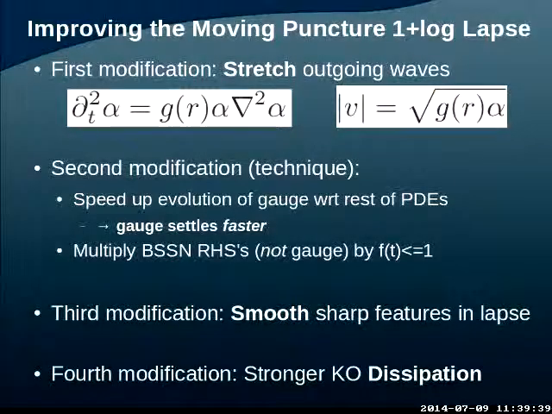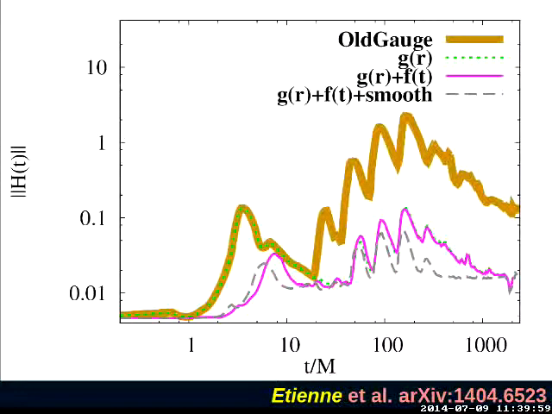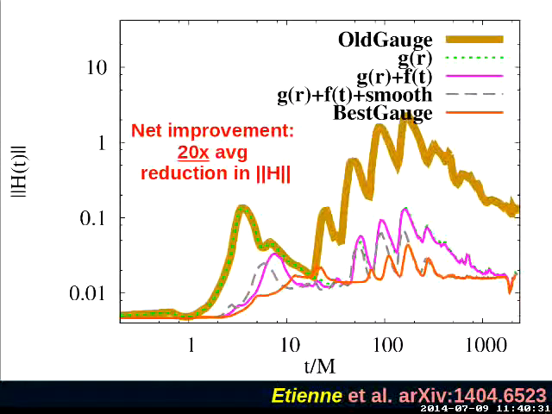So our third and fourth modifications focus on smoothing and dissipating high-frequency features in the lapse. In particular, the third modification adds a parabolic term to the right-hand side of the lapse. And the fourth modification adds much stronger Kreiss-Oliger dissipation to the lapse than is typically used. The net effect is another significant reduction in Hamiltonian constraint violations. For our final modification, we reanalyze this G of R acceleration term, and we find a term that accelerates the lapse even more, stretching the lapse wave even further. That has the net effect of another nice reduction in constraint violations. And notice that the BestGauge case reduces the Hamiltonian constraint violations on average by about a factor of 20 compared to the standard gauge choice.